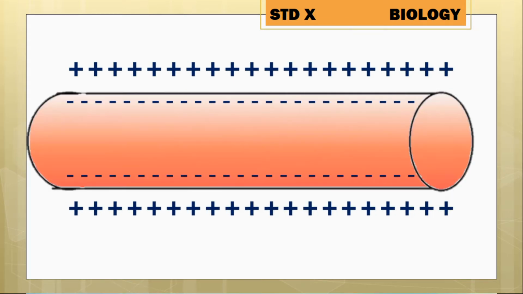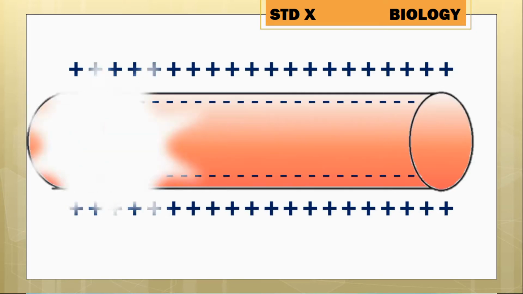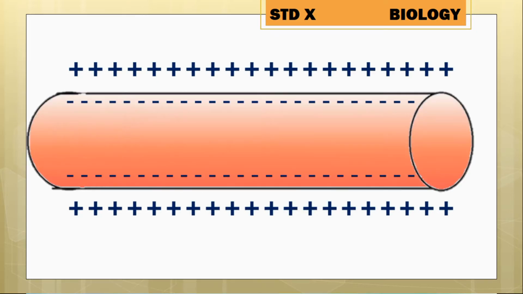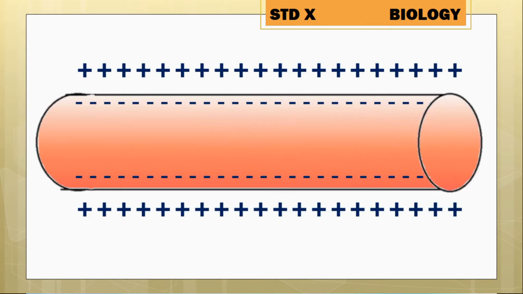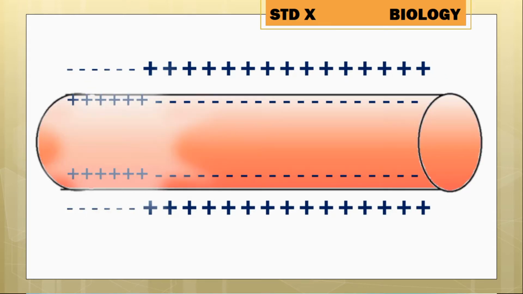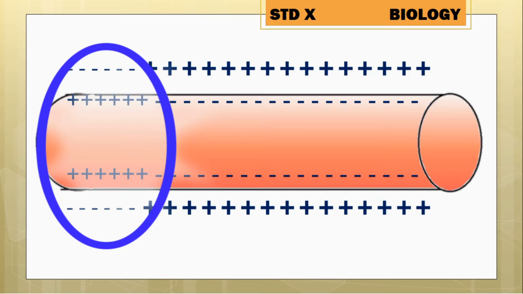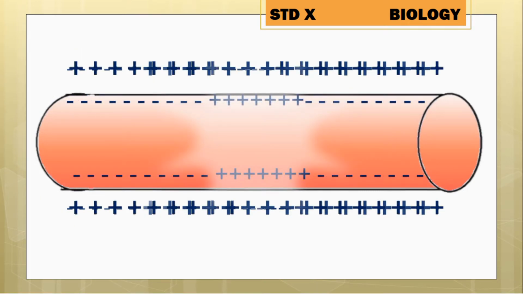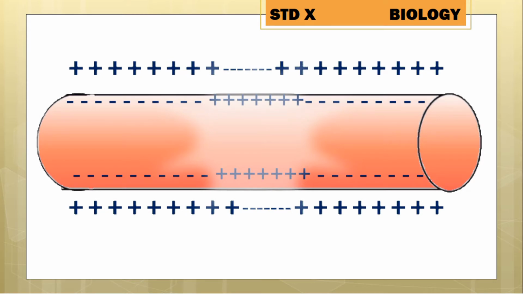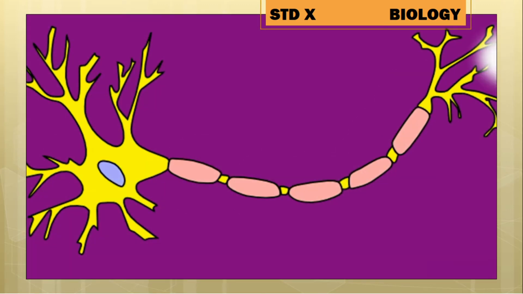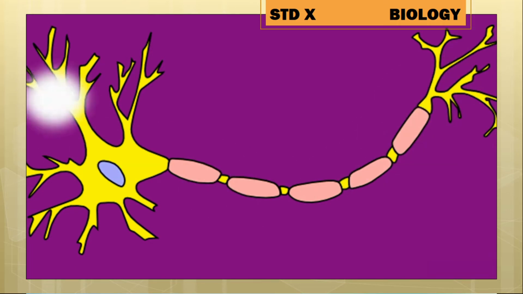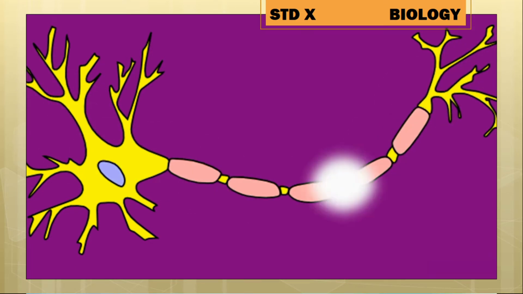This is due to the difference in distribution of certain ions. When stimulated, the distribution of ions in that particular part changes and hence the inner surface becomes positively charged and the outer surface becomes negatively charged. This momentary charge difference stimulates its adjacent parts and similar changes occur there too. As this process proceeds, impulses get transmitted as electric charges.